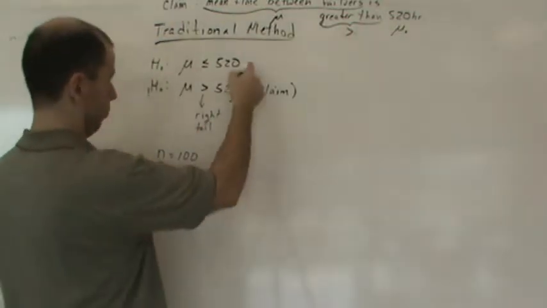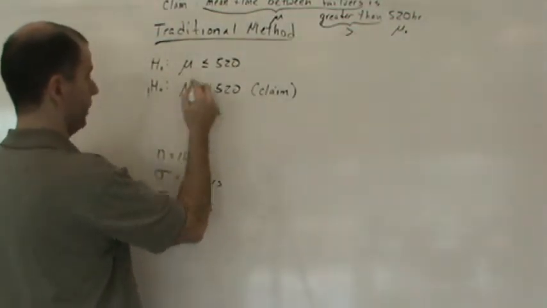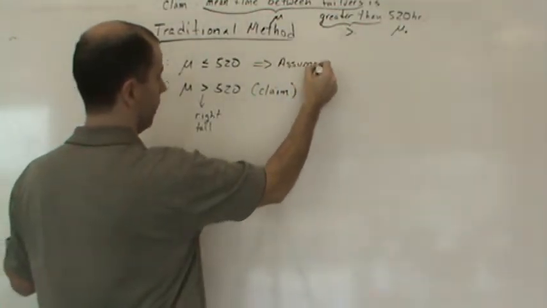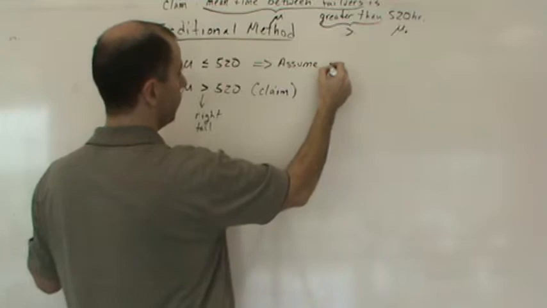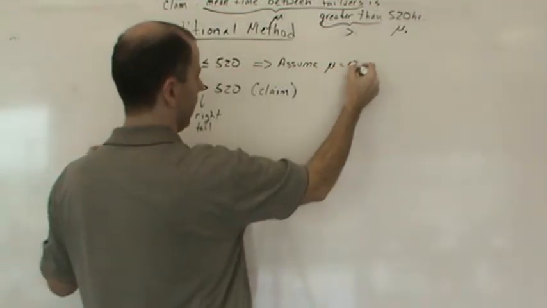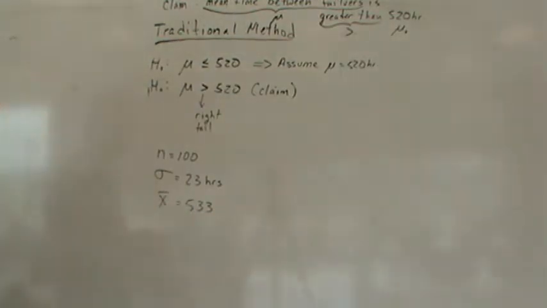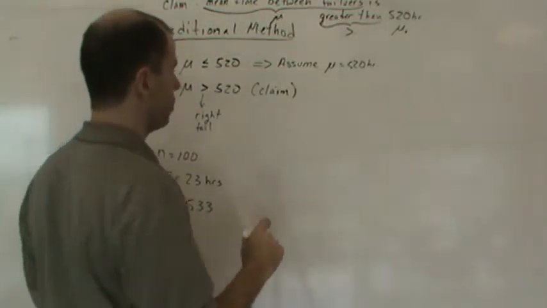And we're going to assume, remember here, let's assume mu is equal to 520 hours. So it did not increase. Okay? We're going to assume that it stayed the same. So here's how the traditional method works.